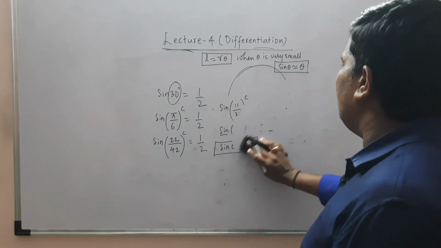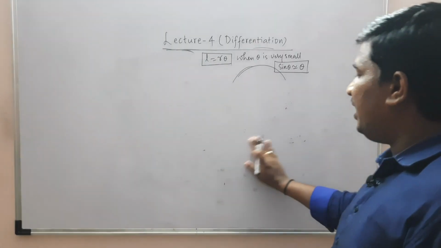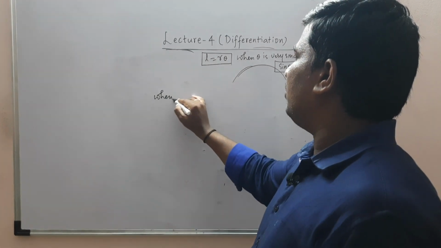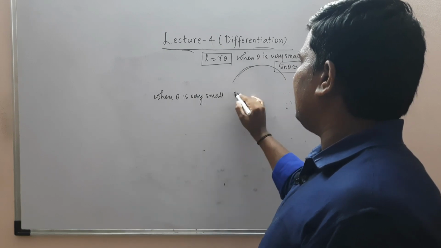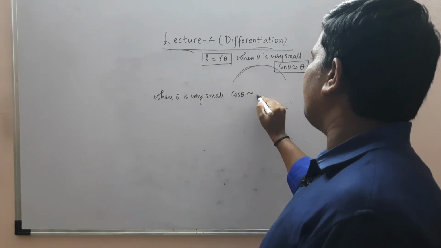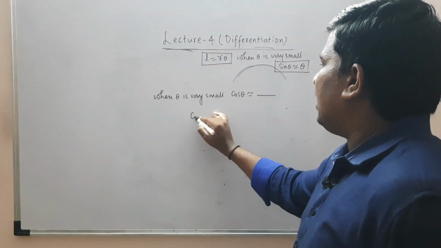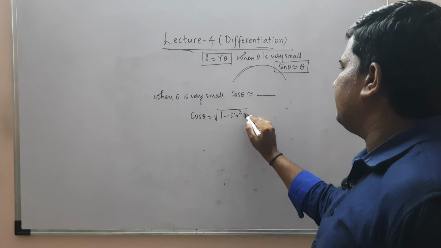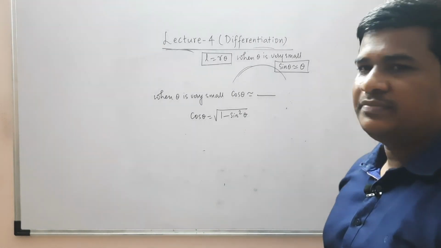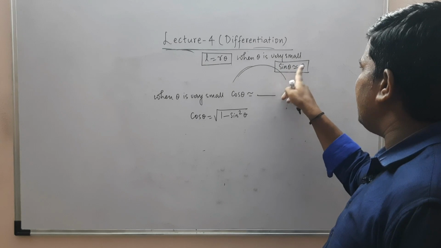Now, even sine 0 is 0. When theta is very small, what do you say about cos theta? What is it approximated to? We know that cos theta is the square root of 1 minus sine square theta. So when theta is very small, sine theta is 0.